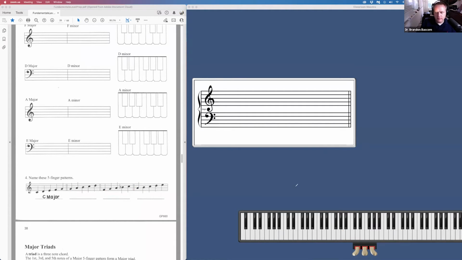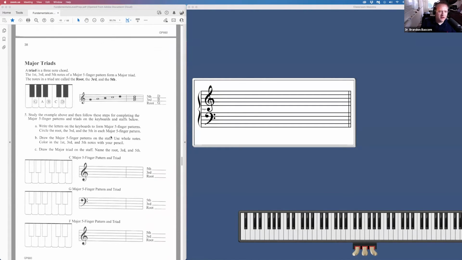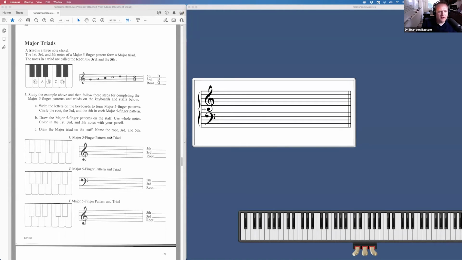All right. Page 38. We're going to learn what triads are. Triads are a 3-note chord. Triads have a root, a third, and a fifth. A triad is just the first note, third note, and fifth note of a 5-finger pattern. So if I have my 5-finger pattern and I take my second note and my fourth note out, I now have my triad.